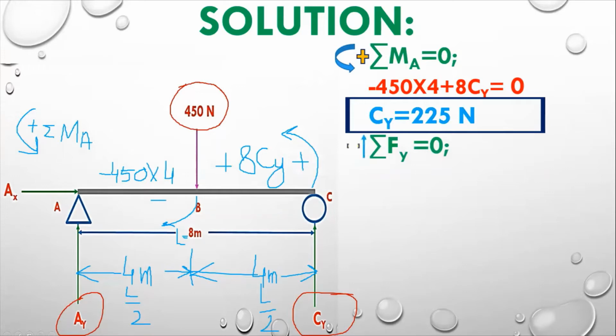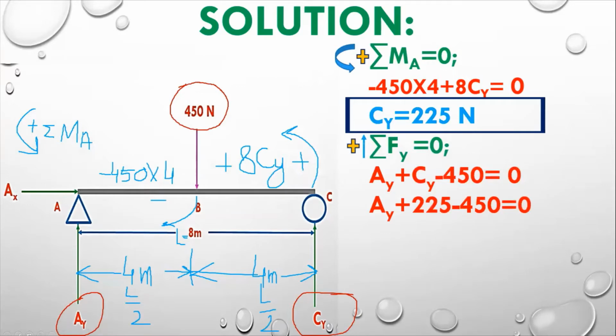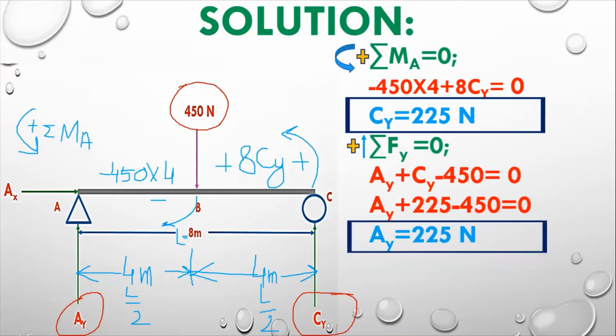So upward should be positive. So AY plus CY minus 450 equals 0. So we will get the value of AY, that is equal to 225 Newton.